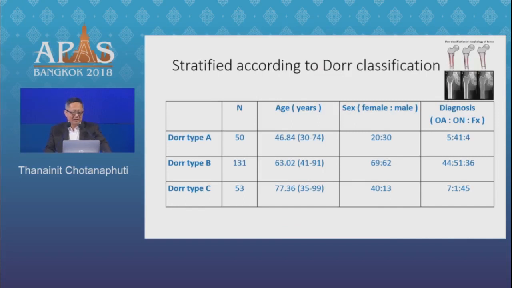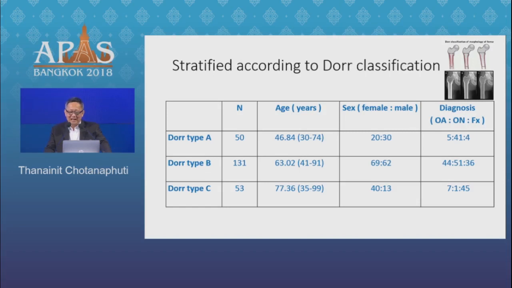We classify the Dorr type A, B, and C. Most of our patients are Dorr type B. If you're looking at the age of the patient, it increases from Dorr type A, which is the youngest average age. B is a little bit older, and C is the oldest. And for sex, in Dorr type A, the young patients are more male. But for Dorr type C, they are older, and the proportion is female.